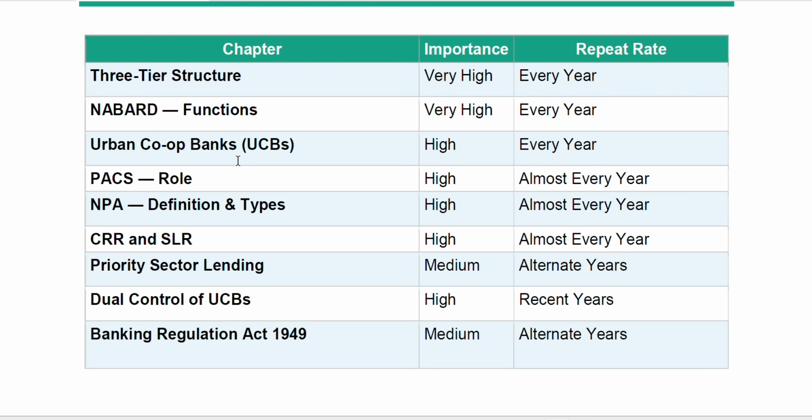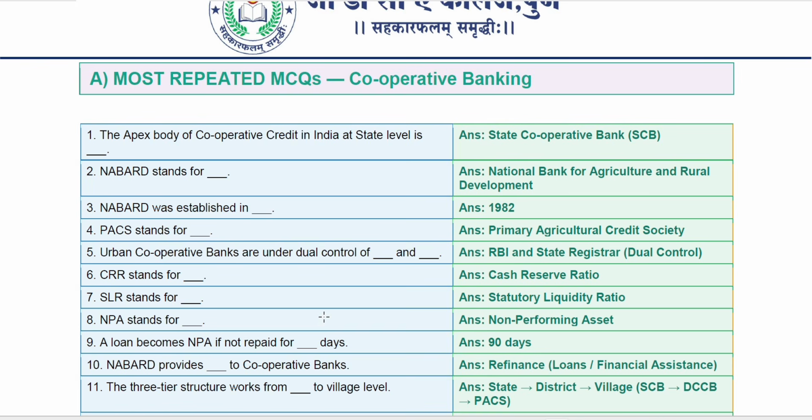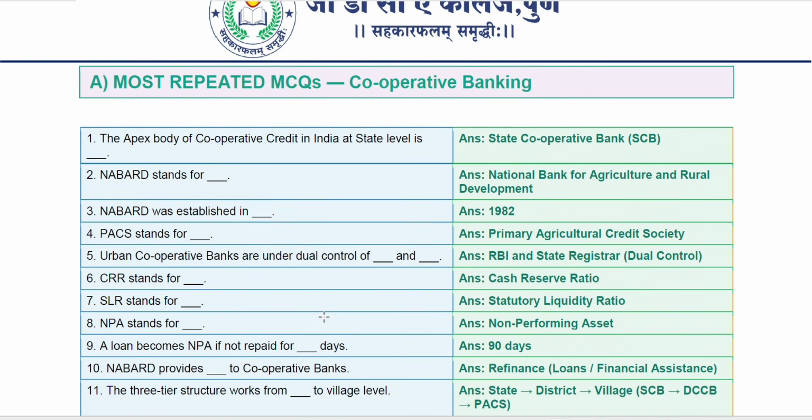Priority sector lending, alternate years it has been asked. Dual control of UCBs, recent years. Banking Regulation Act 1949, alternate years it has been asked. Most repeated MCQs in cooperative banking.